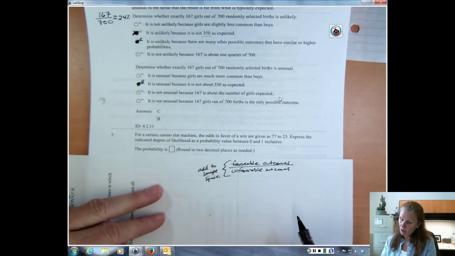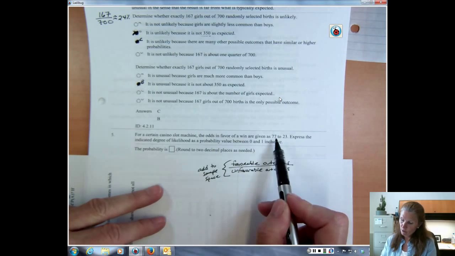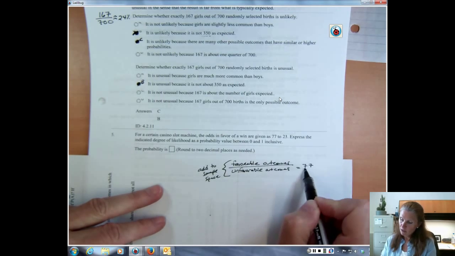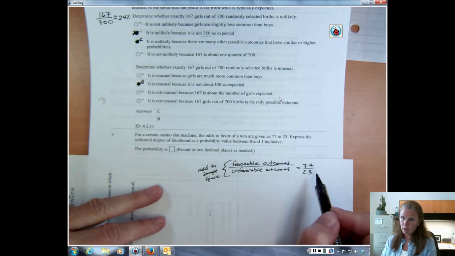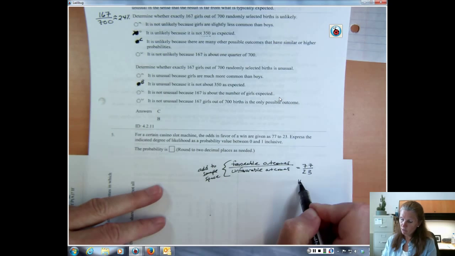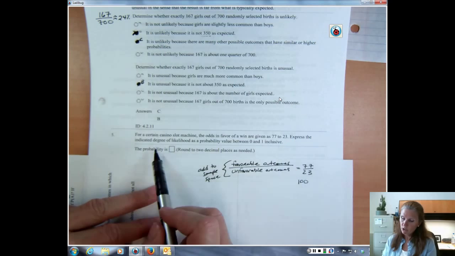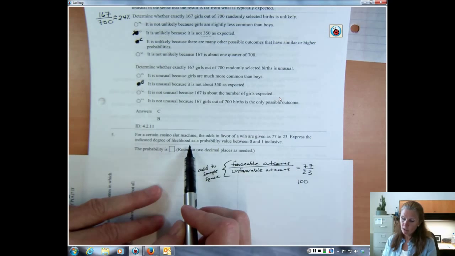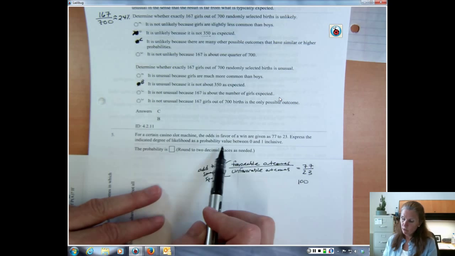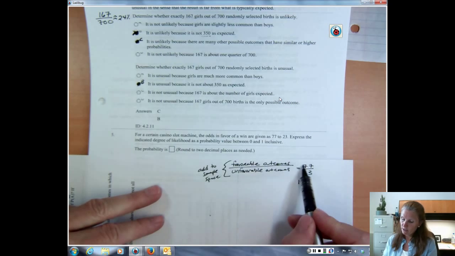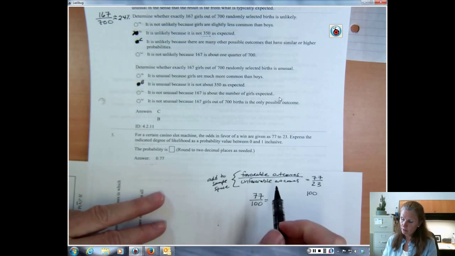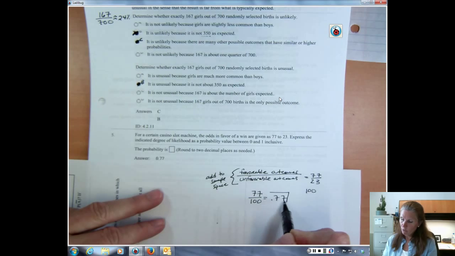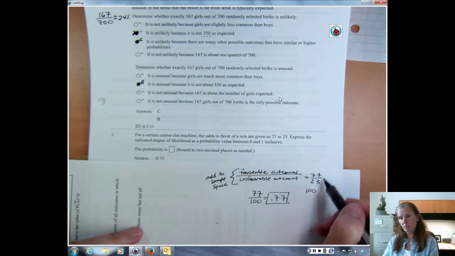These two odds always add up to the sample space. So we have the odds in favor given first: the favorable outcomes are 77 and the unfavorable outcomes are 23, which add up to 100. So there's 100 in our sample space. Express the indicated degree of likelihood of winning as a probability between 0 and 1. The probability that we win is 77 out of 100, or 77%. This one was particularly easy because the two numbers add up to 100, but they don't always.